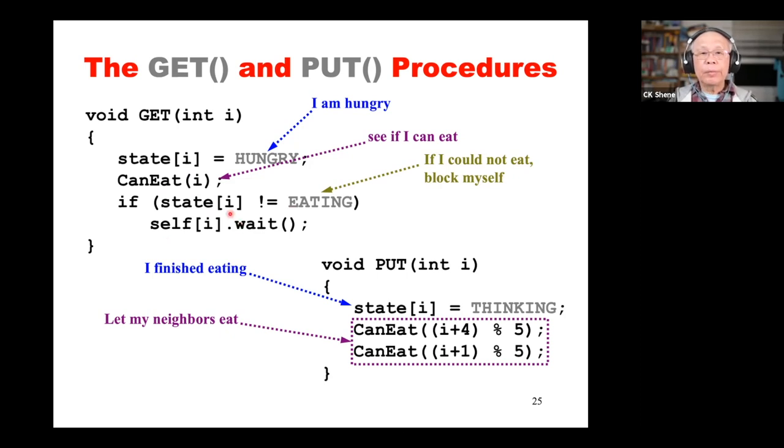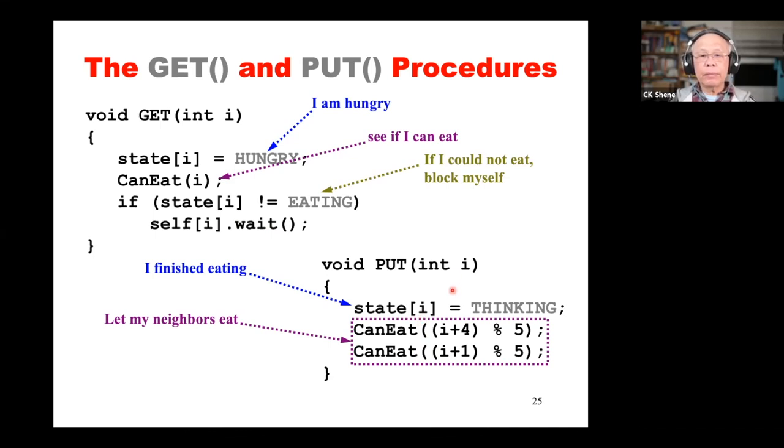Okay, so here, let me go through it quickly. When philosopher I wants to eat, it sets the state to hungry and uses the can eat function to check to see whether philosopher I can eat. After returning from the can eat function, if the state is not eating, then philosopher I cannot eat. It waits until someone wakes him up when someone puts down his chopsticks. So the one who can wake up philosopher I would be philosopher I's left neighbor who puts down his right chopstick, or philosopher I's right neighbor who puts down his left chopstick. In that way, philosopher I can go. But the thing is a little bit more involved.